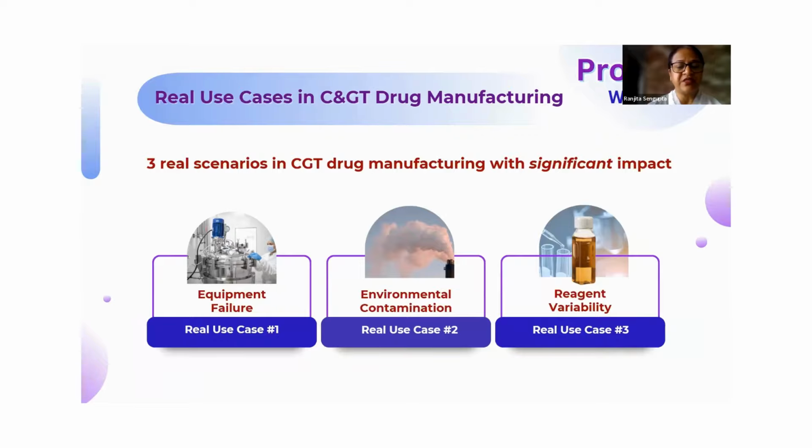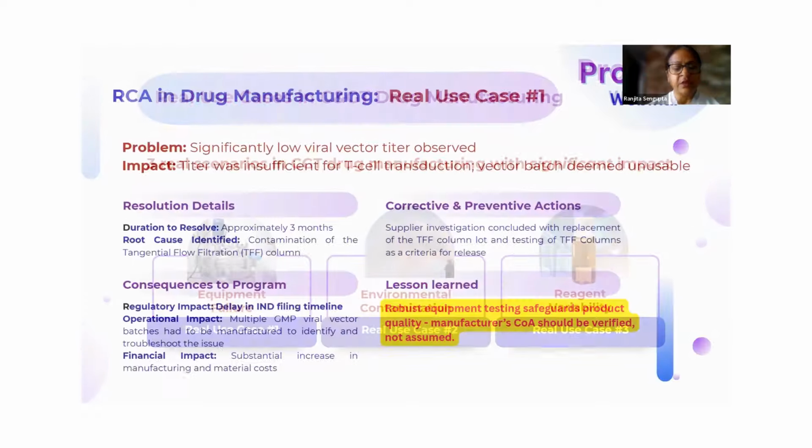So today I will be presenting 3 real case scenarios which I myself experienced during my tenure in this cell and gene therapy space. And so the first one, the real case scenario I'll be presenting, is about an equipment failure. The second is an environmental contamination, and the third one I'll be presenting is about reagent variability.